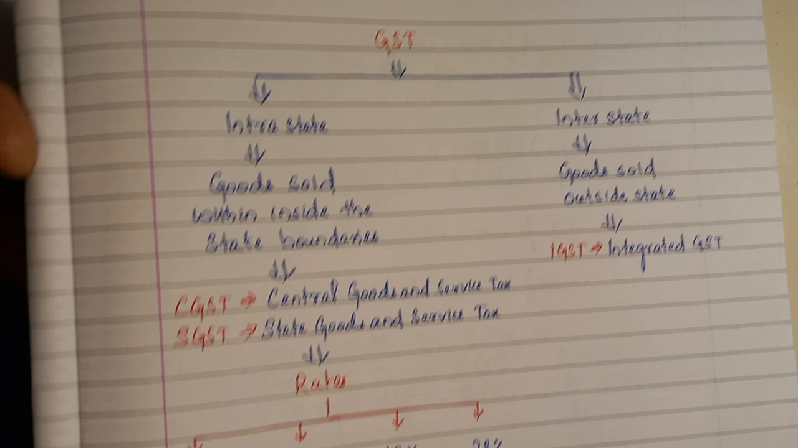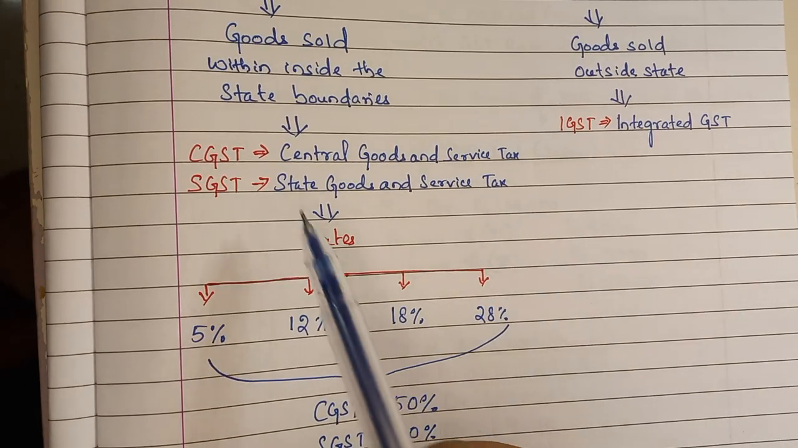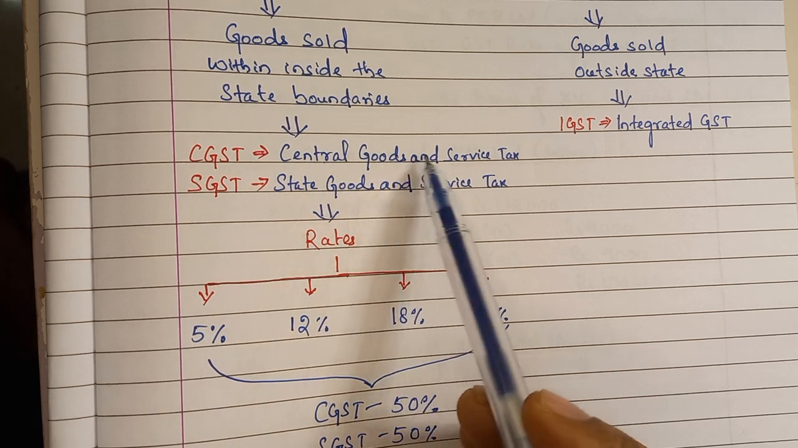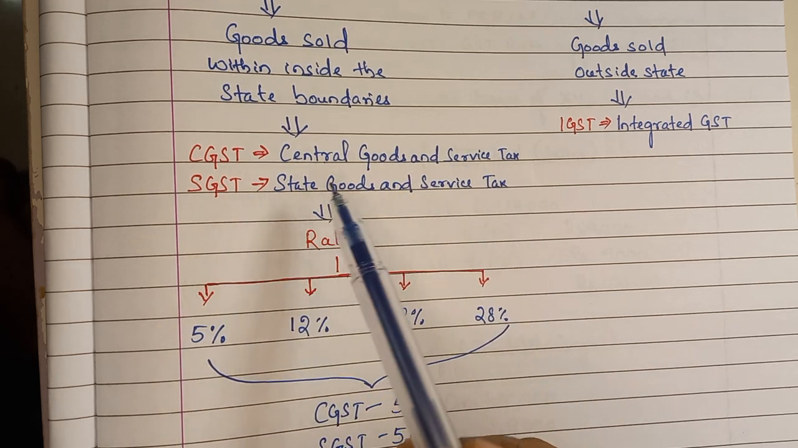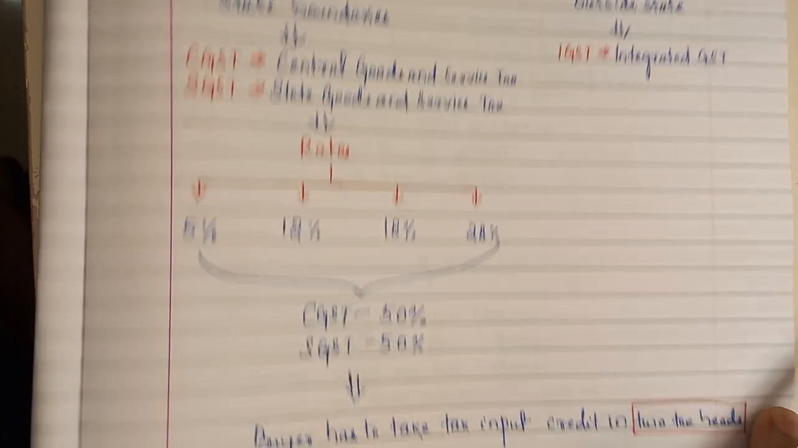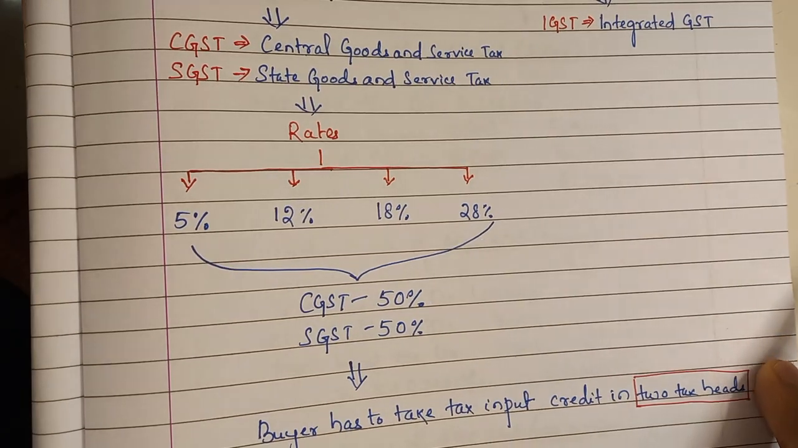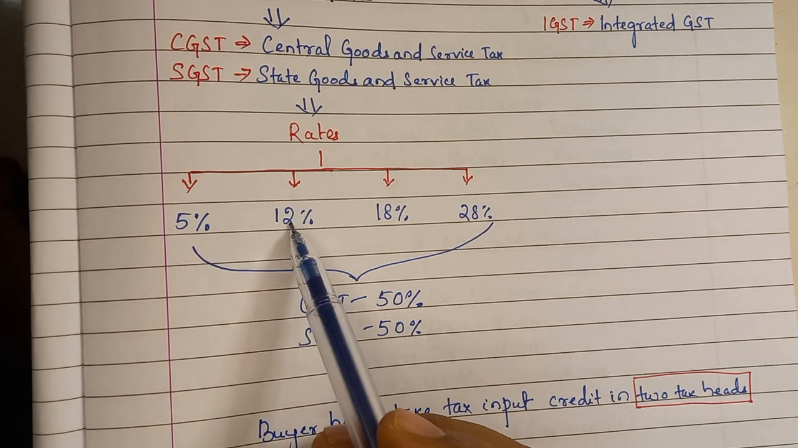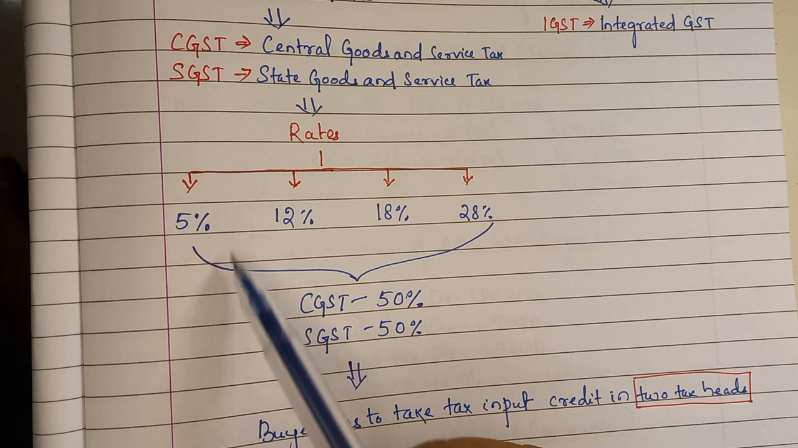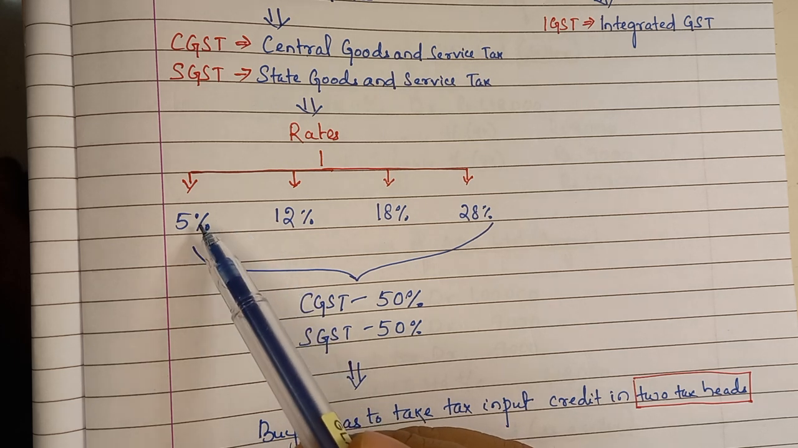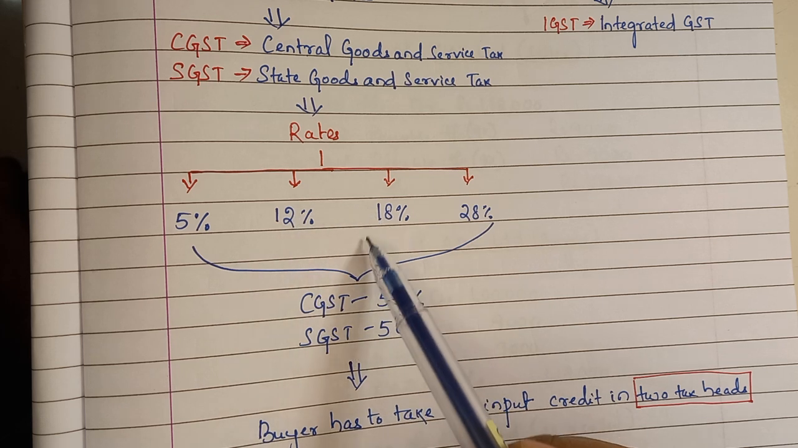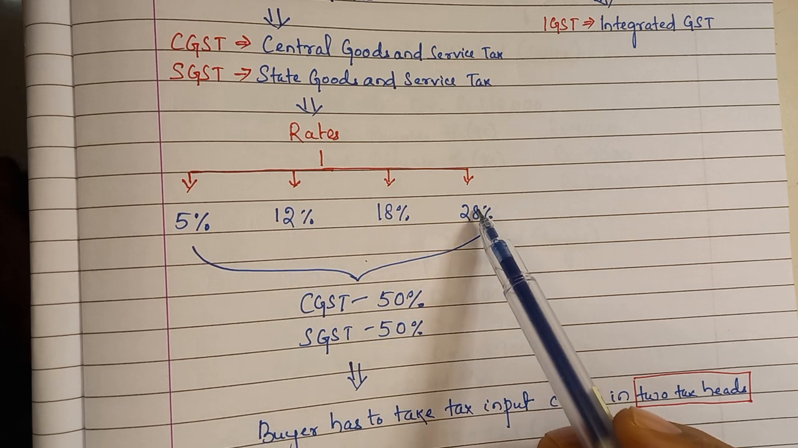In case of intrastate, there are two types of tax, CGST and SGST. CGST is Central Goods and Service Tax. SGST is State Goods and Service Tax. Okay. And here also the government has notified four different rates for CGST and SGST. 5%, 12%, 18% and 28%. So the government has declared different categories of goods on which 5% will be applicable, different categories of goods on which 12% will be applicable, different categories of goods on which 18% will be applicable and 28% applicable.